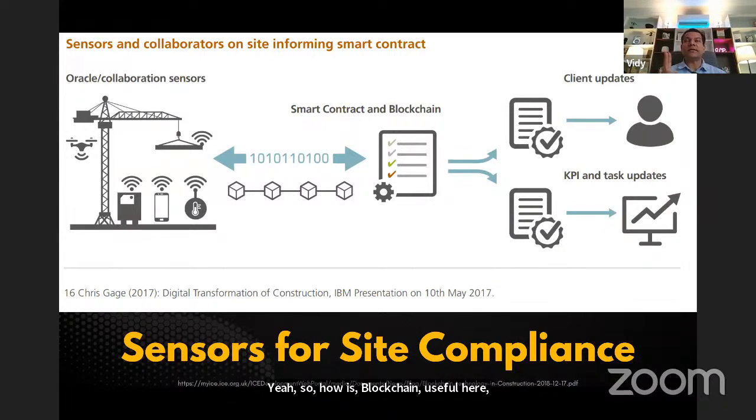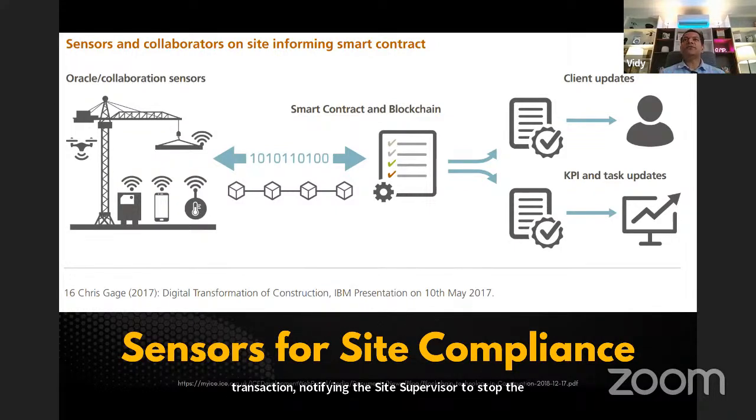So how is blockchain useful here? Blockchain is useful for two reasons. One is we are continuously capturing information from this sensor. So there is an immutable record on the blockchain saying that at 10 o'clock, the temperature was 42 degrees. At 12 o'clock, the temperature went up to 45 degrees. And at 2 o'clock, the temperature peaked above 50 degrees. And when the temperature went above 50 degrees, a smart contract automatically fired a transaction notifying the site supervisor to stop the work on site and ask all employees to go undercover.